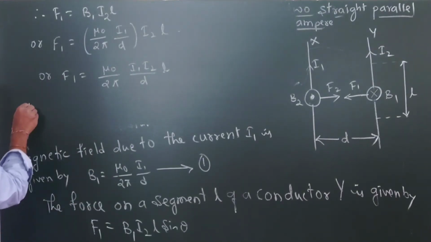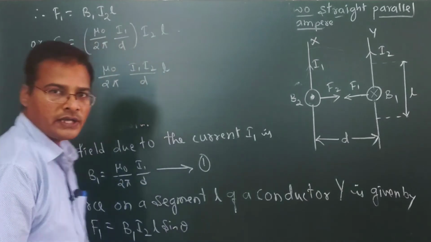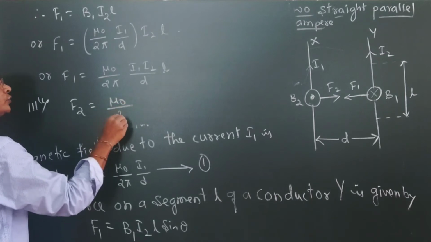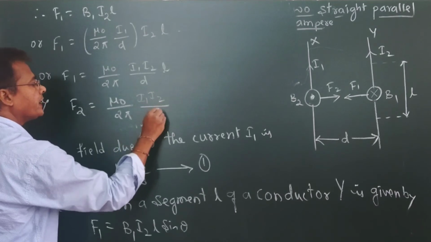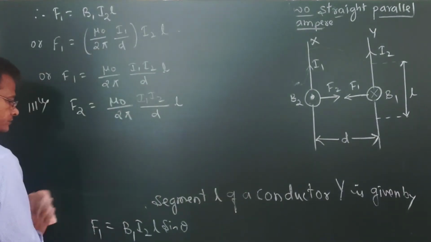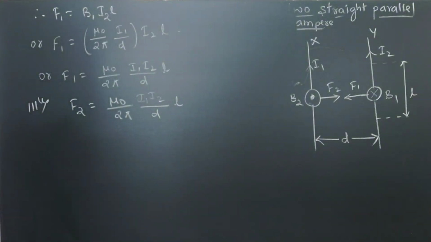Similarly, the same concept is used for F2 also. So F2 equal to mu naught by 2 pi, I1 I2 divided by D, into L. That is the equation we get. The directions of F1 and F2 are found using Fleming's left hand rule.